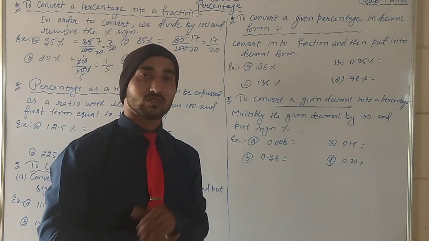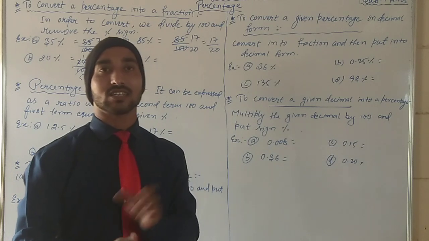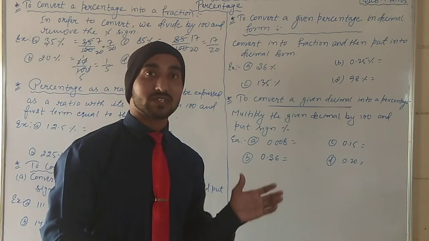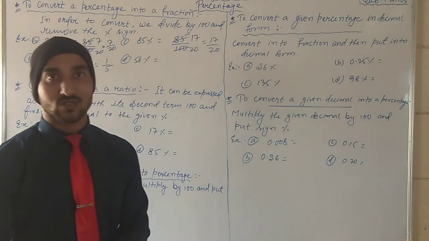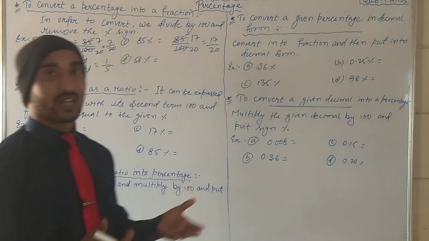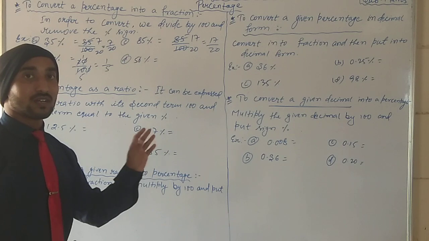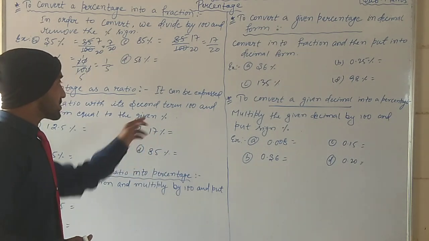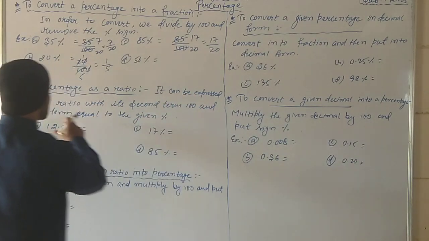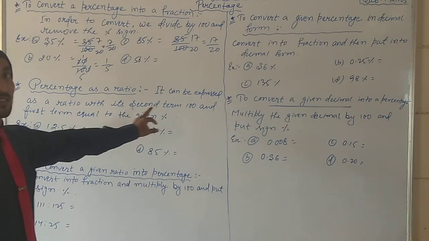Okay, students, in ratio we have already discussed that a ratio can be written in the form of a fraction. But here we have a percentage. How can a percentage be written in the form of a ratio? Simple, don't worry about it. You can remove the percentage by dividing by 100. It can be expressed as a ratio with its second term 100.